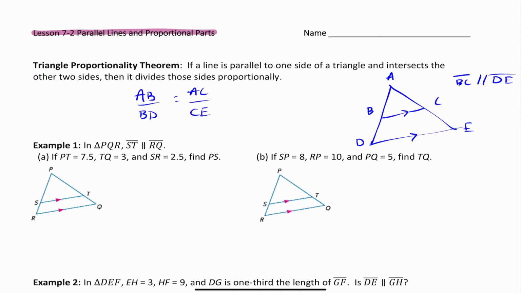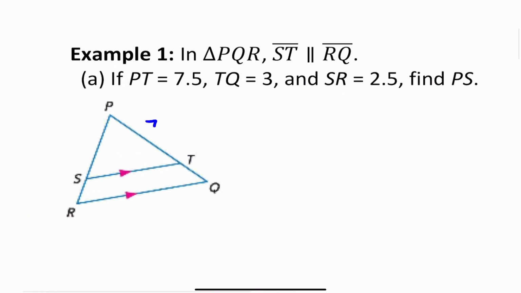Okay? So whenever you see from the beginning that you have these parallel lines, it's going to divide those other sides proportionally. Okay, so let's take a look at example 1 here. In triangle PQR, segment ST is parallel to segment RQ. So these two segments here are parallel from the beginning. If PT is 7.5 and TQ is 3, SR is 2.5, let's find PS.